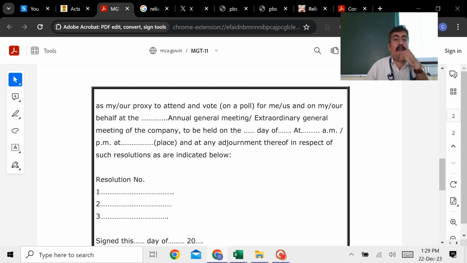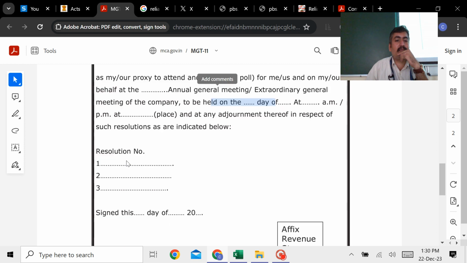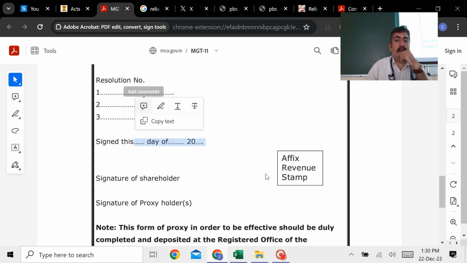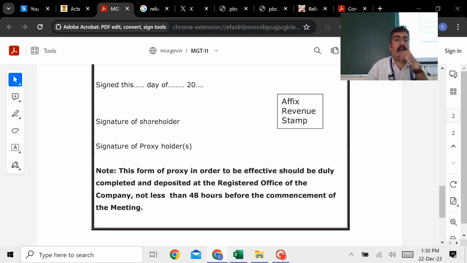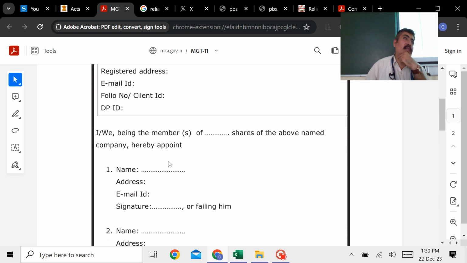So he will attend and vote for me and on my behalf in so and so annual general meeting or extraordinary general meeting to be held on so and so time, or not only here but adjournment also. Signature, revenue stamp, proxy sign, shareholder sign. Do you understand, guys? This is what the proxy form is.